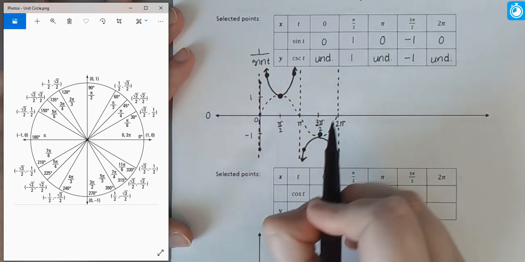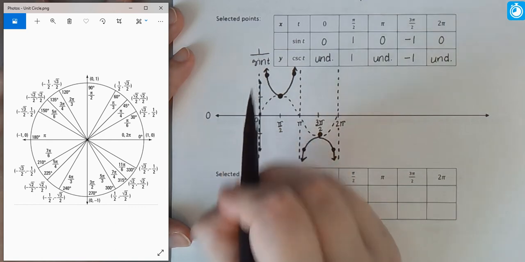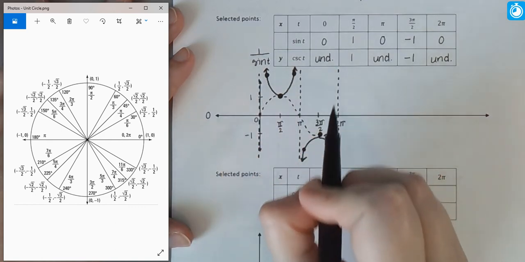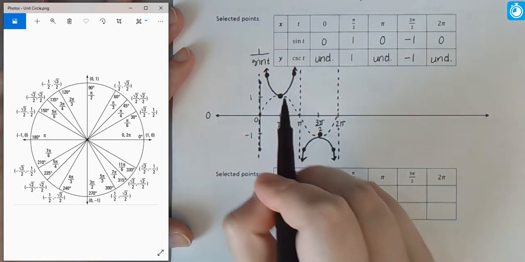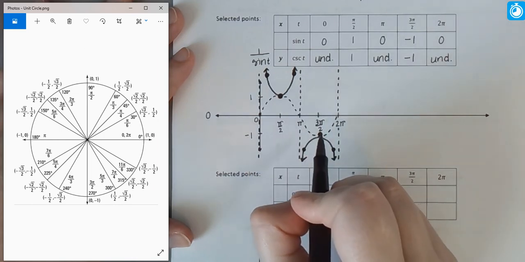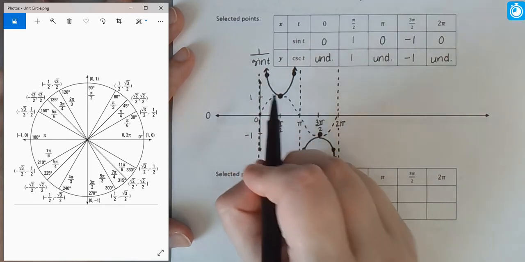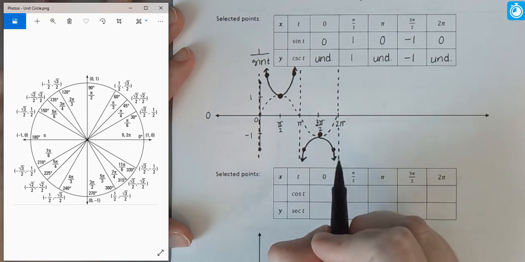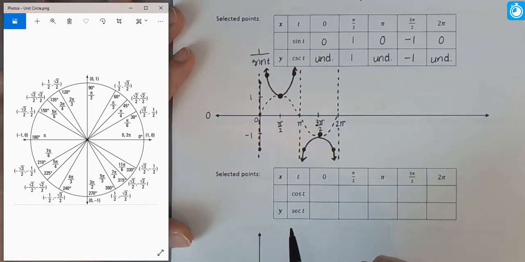If you can go ahead and put your sine graph on there, wherever the sine crosses the central line, that's where we have asymptotes. And then wherever sine hits a maximum or minimum, that's going to be the location where you graph one of the branches for the cosecant graph.